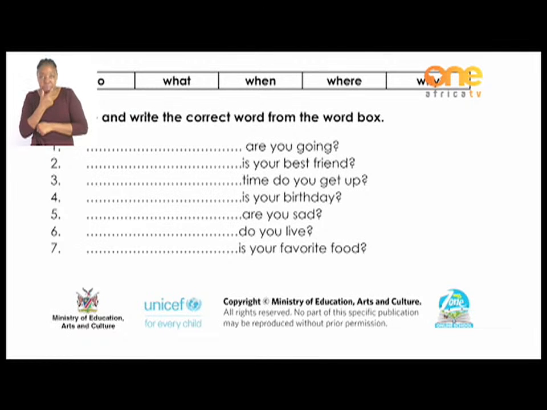The rest of these you can do by yourselves. And remember, if you get stuck, go back to the table and check whether you use who, where, why, what, how, or when. Enjoy yourselves.